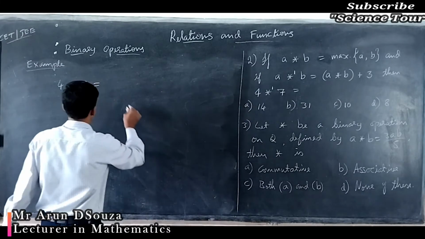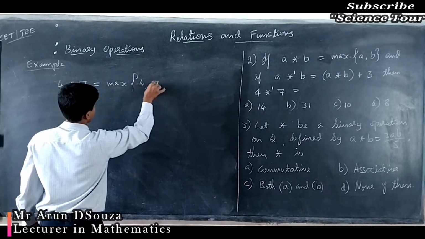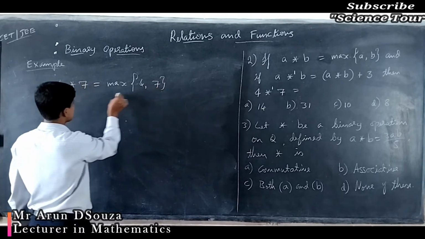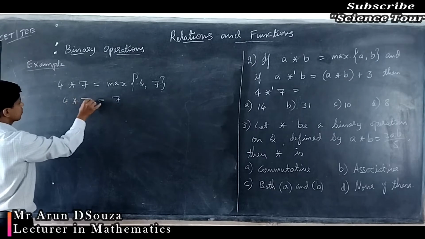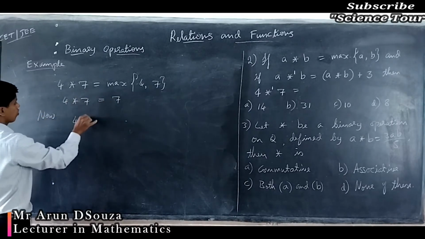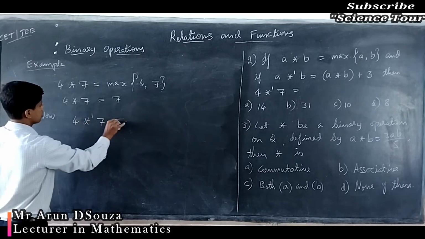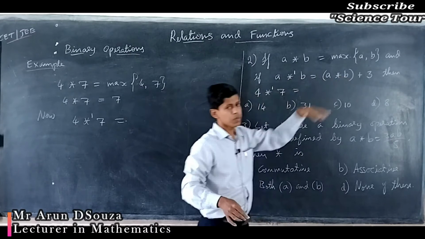Okay, so maximum among 4 and 7. So what is maximum among 4 and 7? Maximum is 7. So 4 star 7 is 7. Now you go for star dash. What does that say? It says that A star B plus 3.